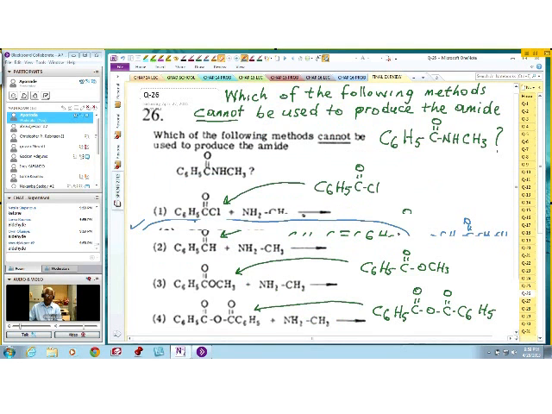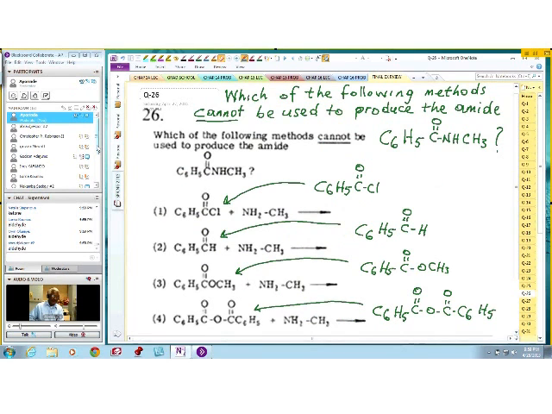Rahul, can you go ahead and read this question for us again? The following methods cannot be used to produce the following amide.